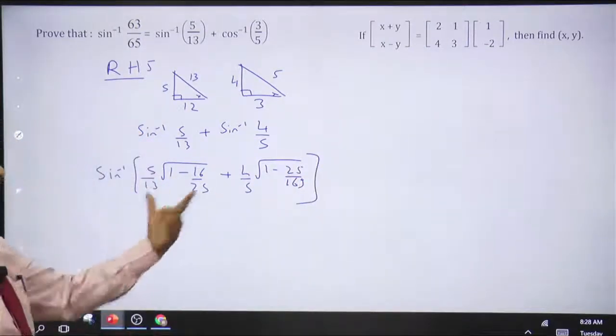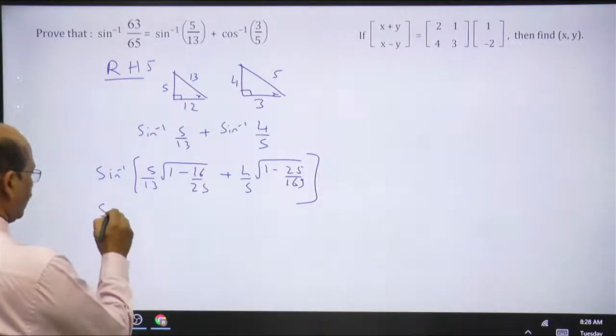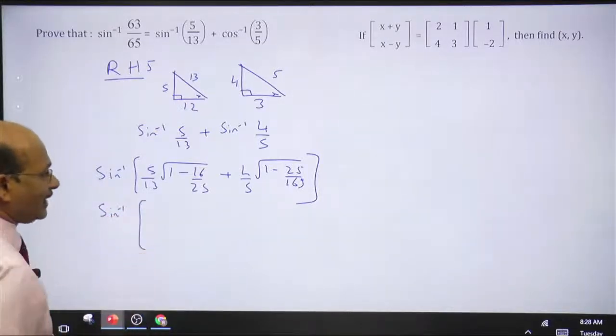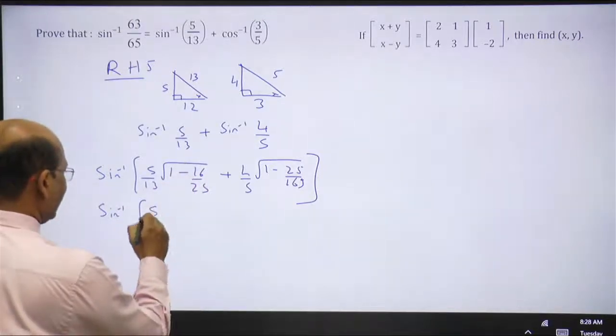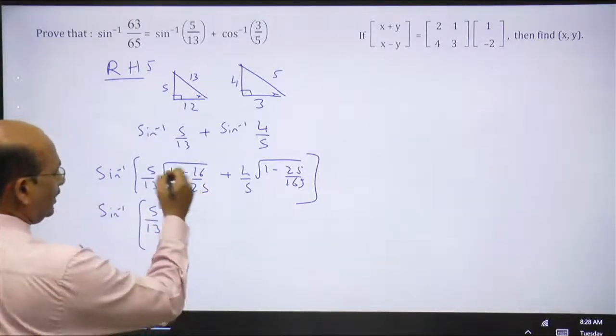Now I think if you simplify this, it will be a better game changer for all of us. So this will become sine inverse, 25 minus 16 is 9. So you can say this is 5 by 13 into 9 by 25.